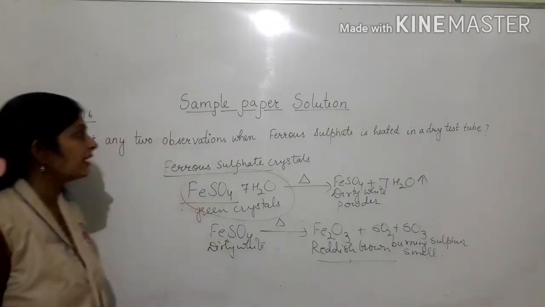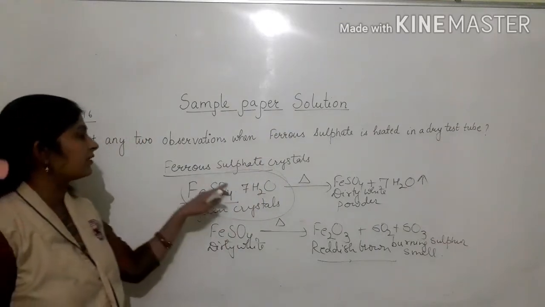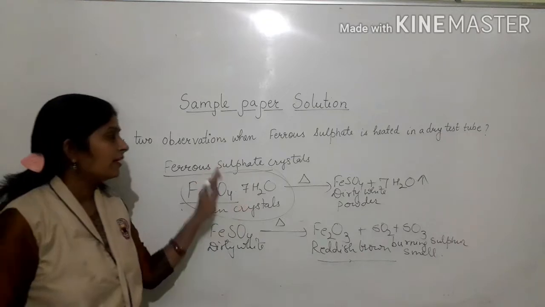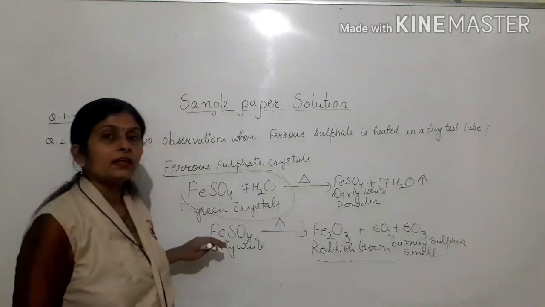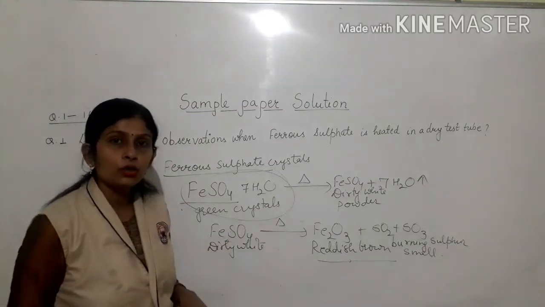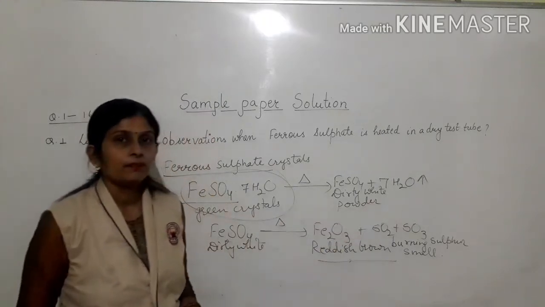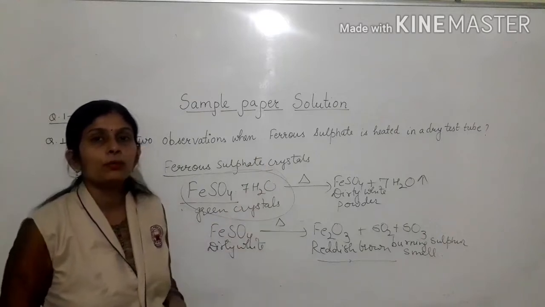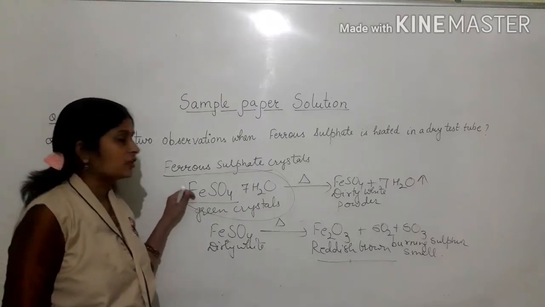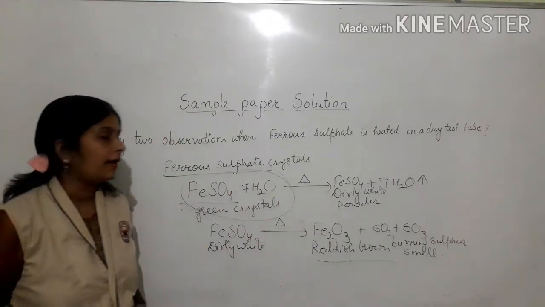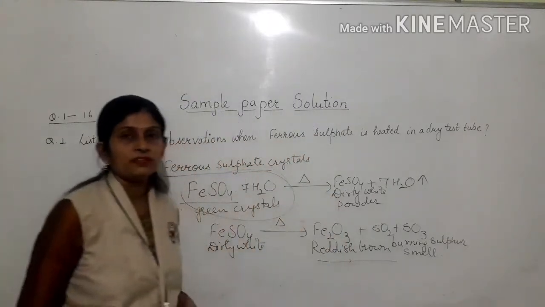Okay, so here when I read that ferrous sulfate is heated in a dry test tube, ferrous sulfate means ferrous sulfate crystals, FeSO4.7H2O. When it is strongly heated, what is formed? Okay, then further heating goes on, which decomposes this reactant to these products, which I have already written on the board. So now what are the two main observations? Green color changes to reddish brown color and burning sulfur smell is produced. So these are the two observations.